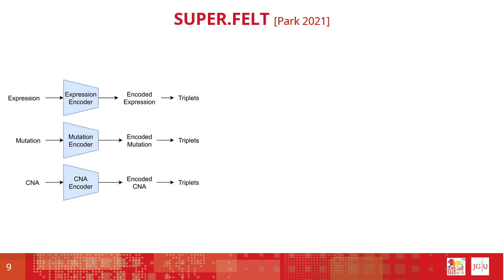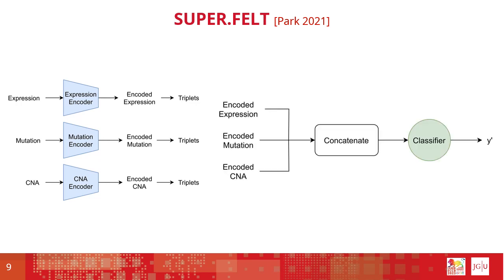Supervised feature extraction learning using triplet loss, called SuperFeld, is based on MOLI, but instead of training the encoders and the classifier end-to-end, the training is split into two distinct phases. The first phase trains the supervised encoder with triplet loss for each omics to extract latent features of the high-dimensional omics data to avoid overfitting. After that, in the second phase, the encoders are fixed and used to encode the input samples. The encoded omics are concatenated and used to train the classifier.